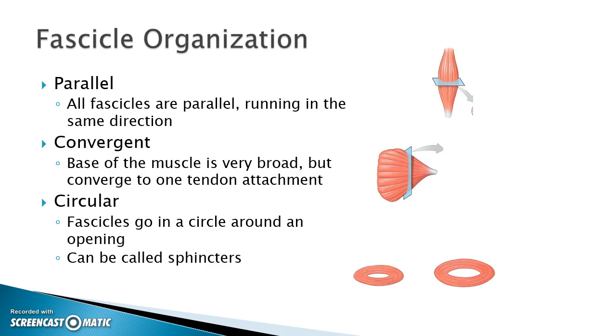As the name suggests, in the circular arrangement, all the fascicles are going around an opening. Sometimes these muscles are called sphincters. The orbicularis oris and orbicularis oculi are examples of this type of arrangement.